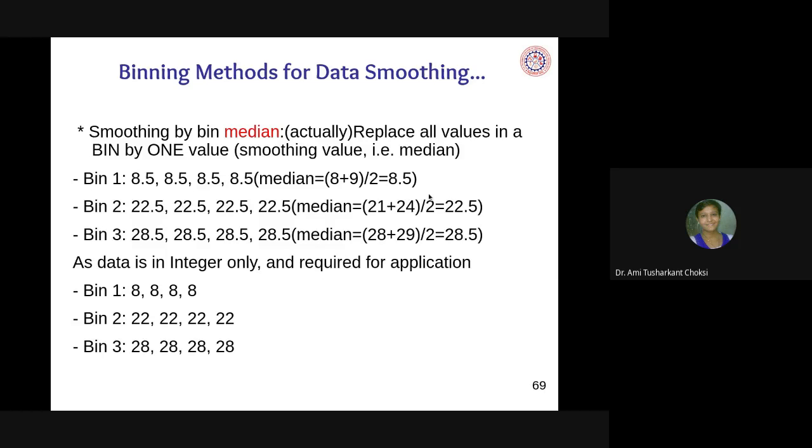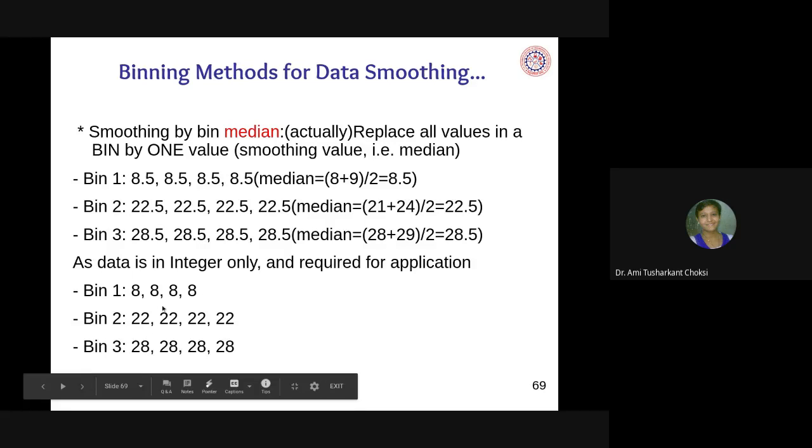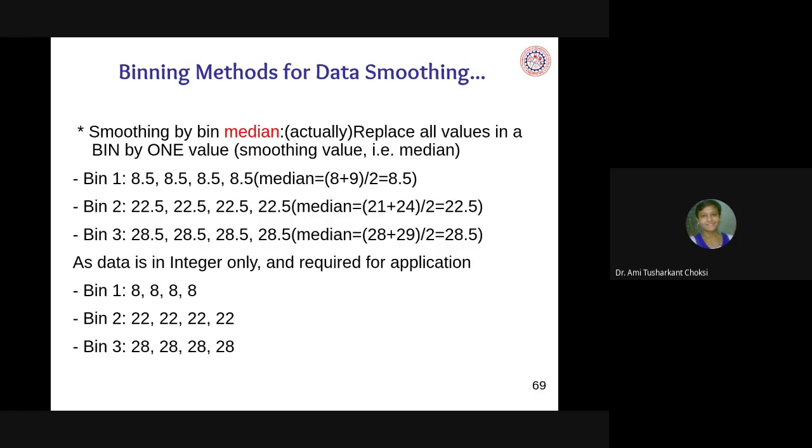See, here also the data which was given was in integer, but the application did not require it to be in integer, so we have written it as 8.5. And if it is required, or if the problem statement specifies that you have to smooth the bean data with integer values only, then you should consider it like this. So this part is only required if the application requires it, or if it is specifically given in the problem statement. So before calculating the smoothing for bean, read the statement properly, to see what you want to do. Fine. So that is for bean 1.